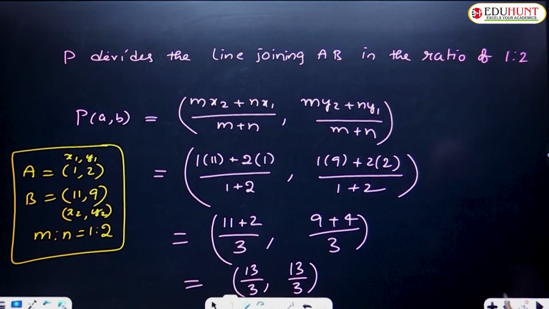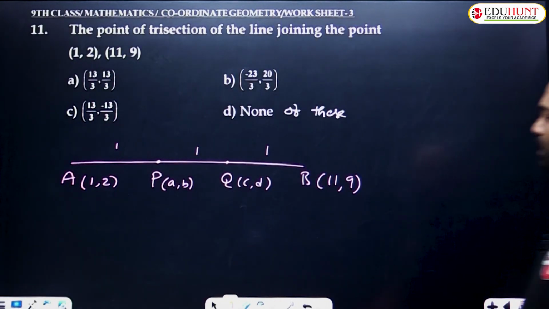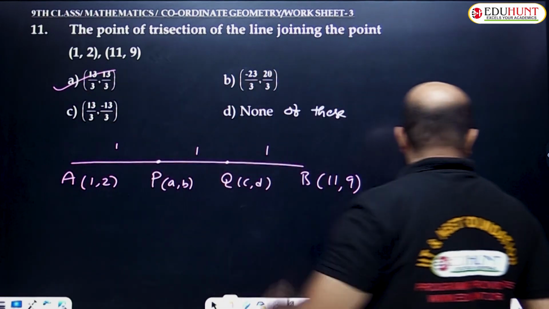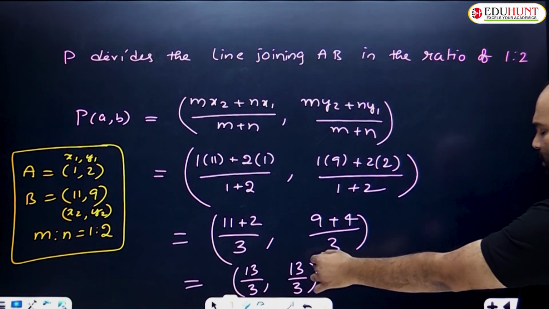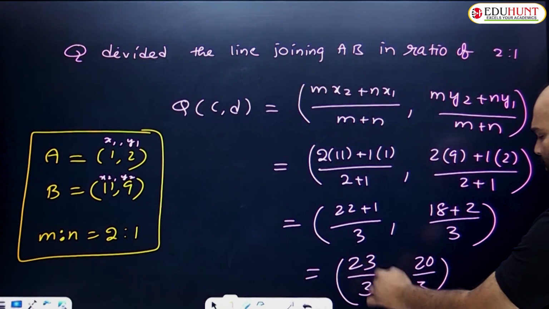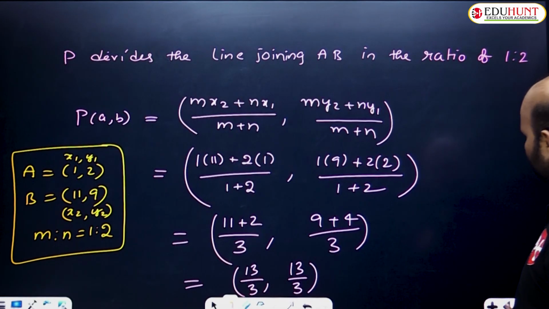So which option is given? Through the options, option A is the right answer, because we already got P coordinates 13 by 3 comma 13 by 3, but Q coordinates are 23 by 3, 20 by 3. Is it a given option? No.